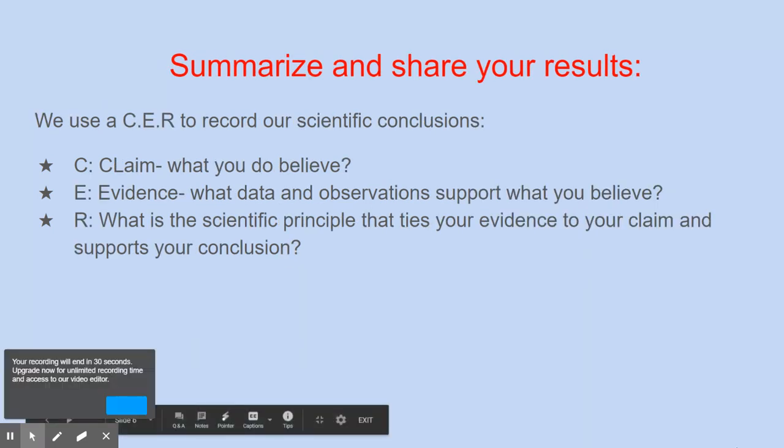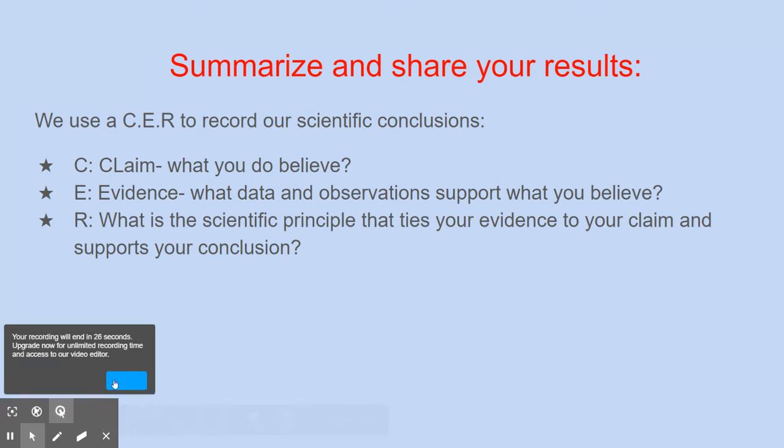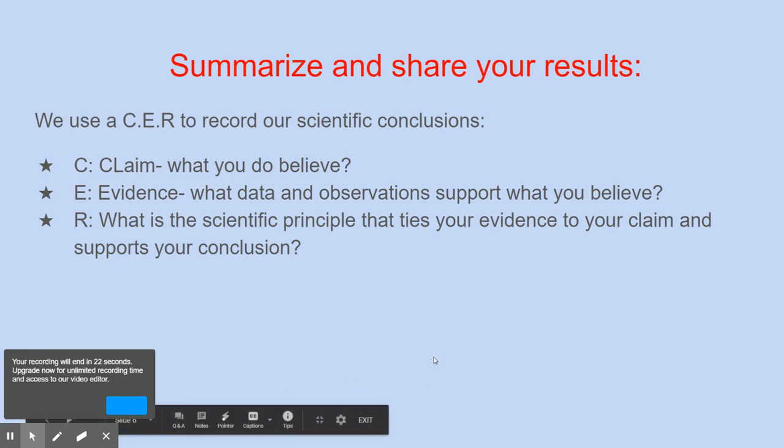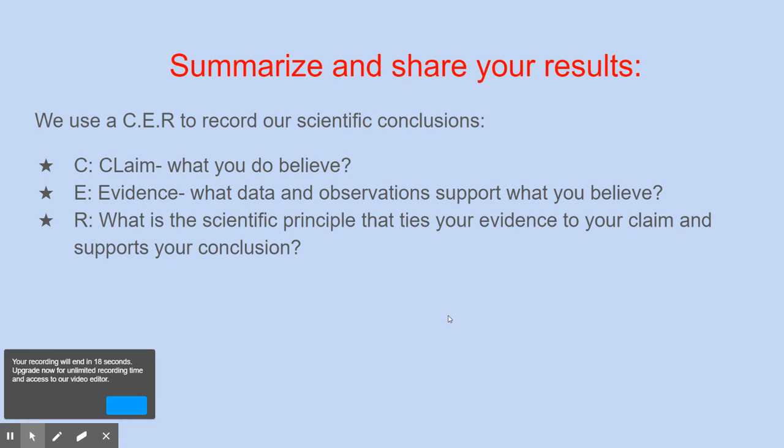Lastly, you're going to summarize and share your results. We're going to use a CER to do that, and that's a whole other lesson in and of itself. But a CER is three parts. There's your claim. What do you believe happened after conducting the investigation? The E for evidence. What evidence do you have from your data and your observations that support what you believe? And the reasoning is the scientific principle that ties your evidence to your claim and supports your conclusion.